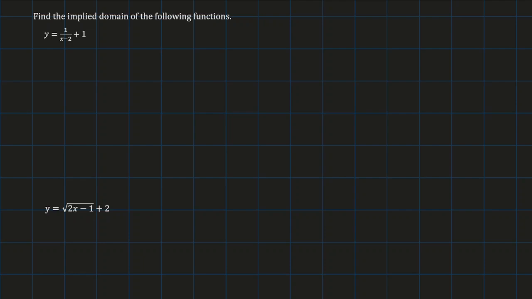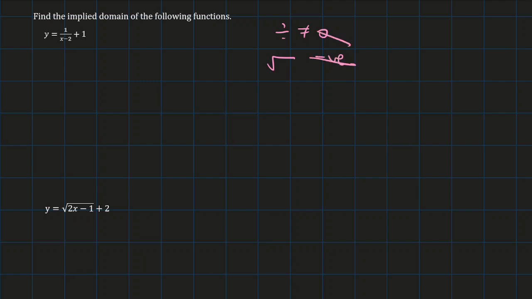So this first question asks us to find the implied domain of y is equal to 1 over x minus 2, plus 1. Whenever finding implied domain, we need to think about the restrictions of numbers. The main two that are used for most purposes are when dividing, we can't have 0, and when square rooting, we can't have a negative.